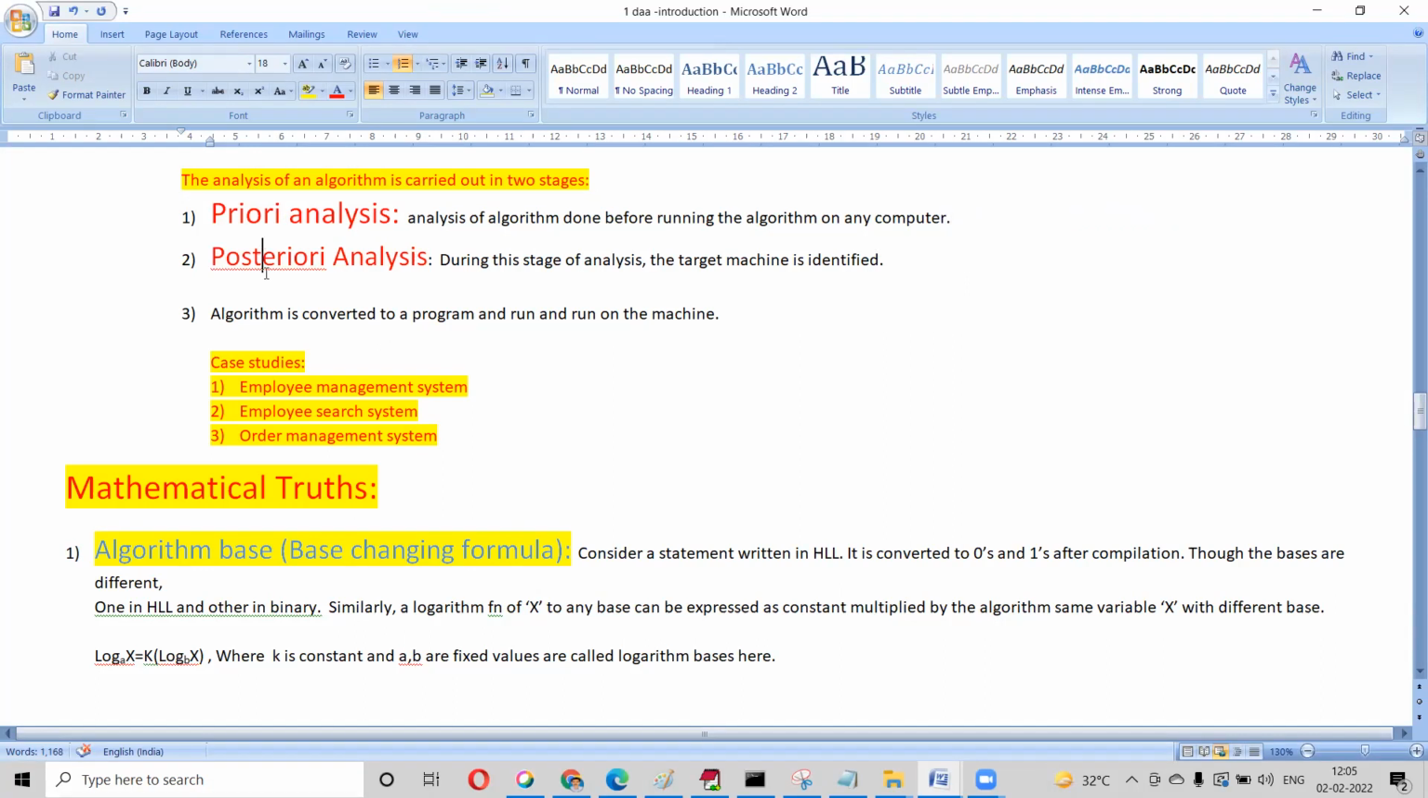Posteriori analysis is after developing the code, then you are testing. If after developing the code and testing, it is not useful or not worthwhile, then it is a waste of your time and space.